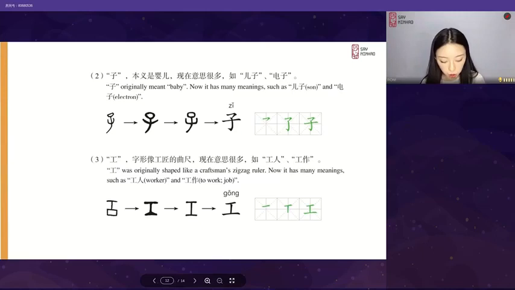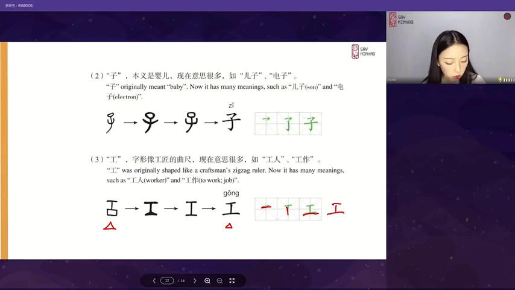Gong means work. In ancient times, it actually looked like a zigzag ruler for a worker. And now it means work or craft something. To work, to craft. Okay, it is really easy to write. First a short horizontal, then a short vertical, and then a longer horizontal. Really easy. It looks like I in English, but it is not that tall. It's shorter. Okay, try to write it with me.